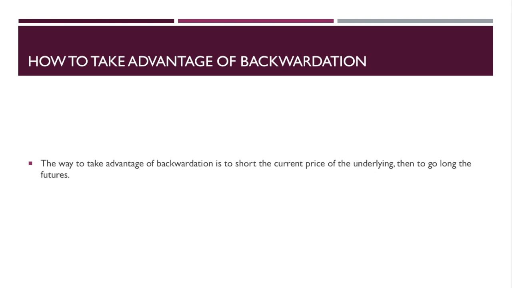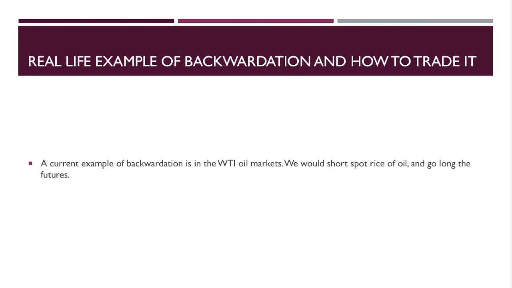And then how to take advantage of backwardation. The way you want to take advantage of backwardation is to short the current price of the underlying, and then you want to go long the futures contract. So a current example of backwardation is in the West Texas Intermediate oil markets. So we would want to short the spot price, so short contracts for difference on the current spot price of West Texas Intermediate, and then take long positions in the futures expiring about a year from now, and then you can make the spread that's between the two.